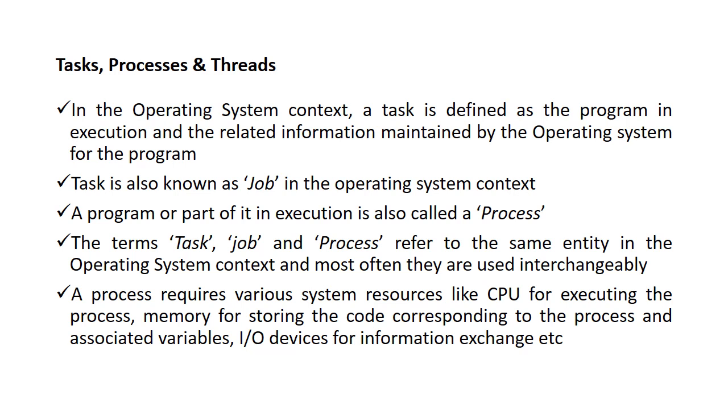A program or part of it in execution is also called a process. So the terms task, job, process refer to the same entity in the operating system context, and most often they are used interchangeably. The process requires various system resources like CPU for executing the process, memory for storing the code corresponding to the process and associated variables, and I/O devices for information exchange, etc.